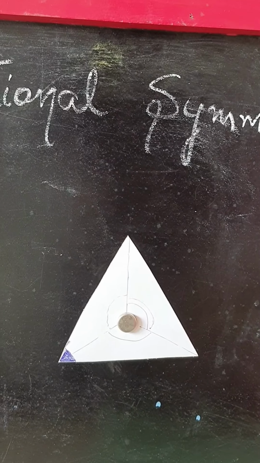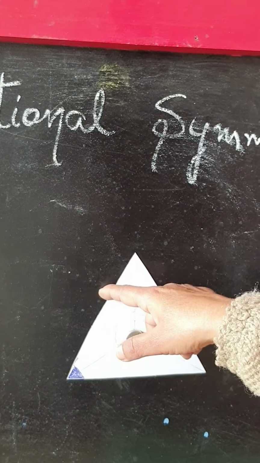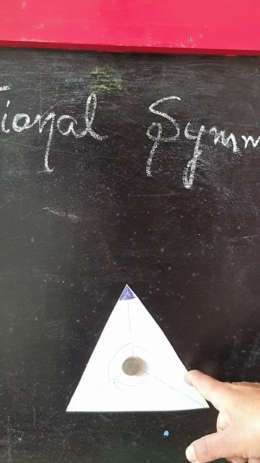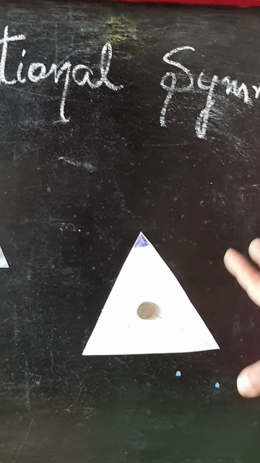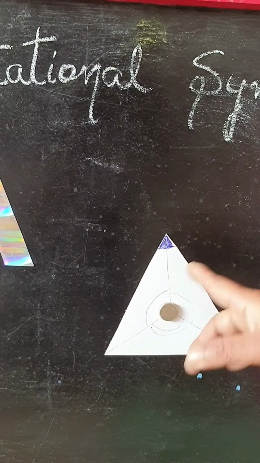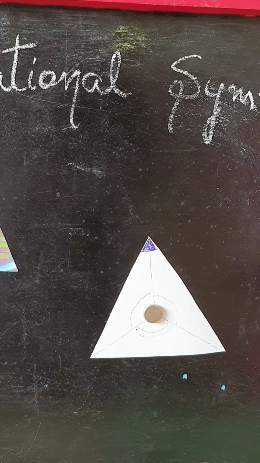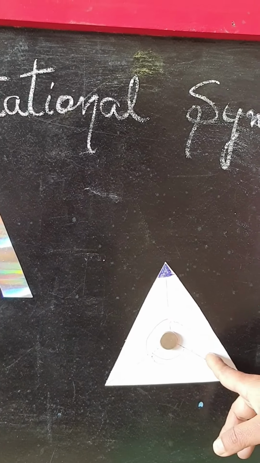So again it's taken back its own shape after moving exactly 120 degrees. Now again I'm moving it 120 degrees and see, it is back to the original shape. That is, a complete 360 degree angle is moved, and in this whole rotation it has taken back its shape 3 times. So 3 is the order of rotation and 120 degrees is the angle of rotation at which it is taking back its original shape.